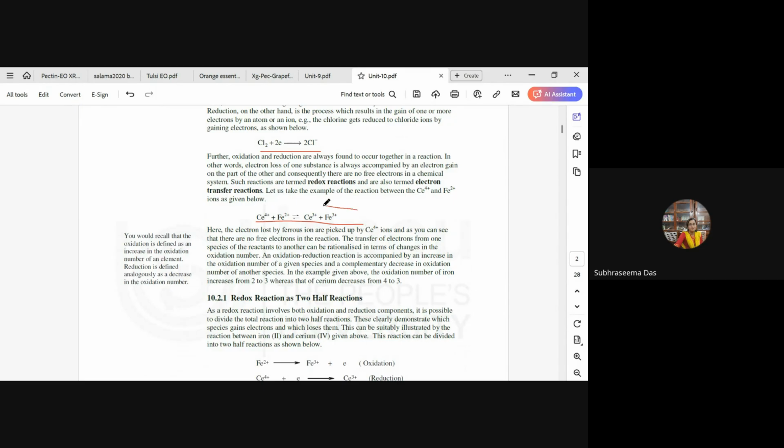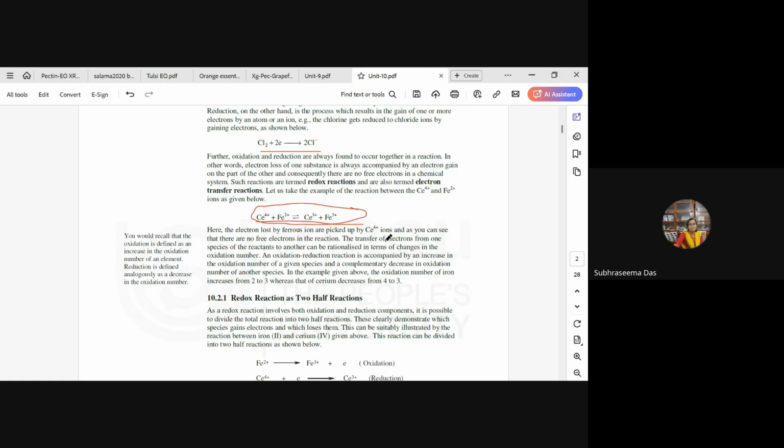Here in the end, when we look here, there is no free electron present in the system. So one system loses an electron, and the other system takes up that electron. So this is the oxidation reduction reaction. We can also see it is accompanied by an increase in the oxidation number of a given species and a complementary decrease in the oxidation number of another species.